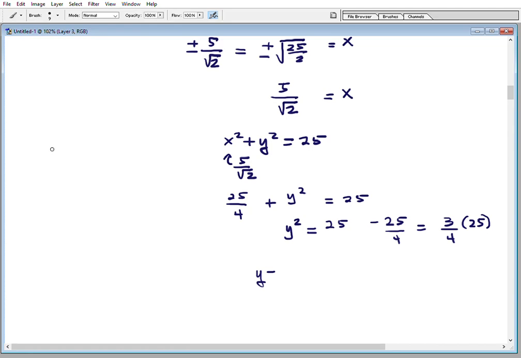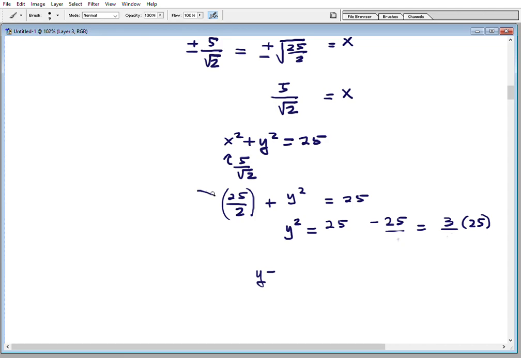Oh, sorry, I see I made a mistake. Here, when we square this, we have a 2 in the denominator. That should be a 2. Okay, square this, we have 25 over 2. Okay.